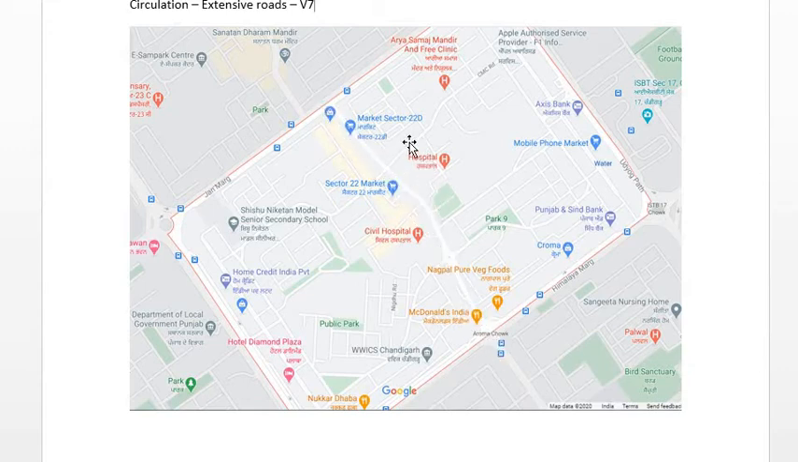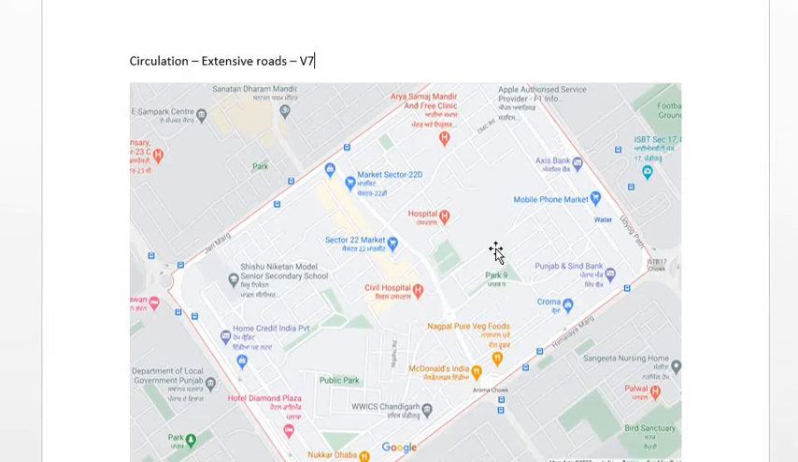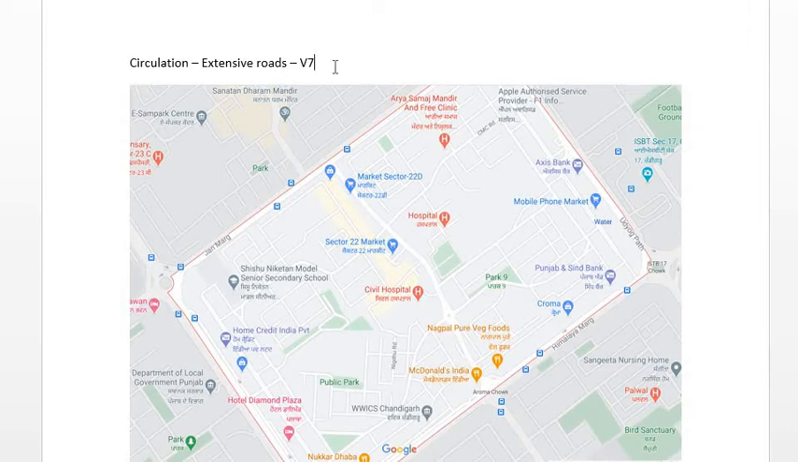And V4, V5, V6 are the roads which are inside the sectors, which connect the residential areas, the shopping complexes, etc. inside the sector. And also there is another track, that is the cycle track, which is planned, and if that comes up, that will be the V8.